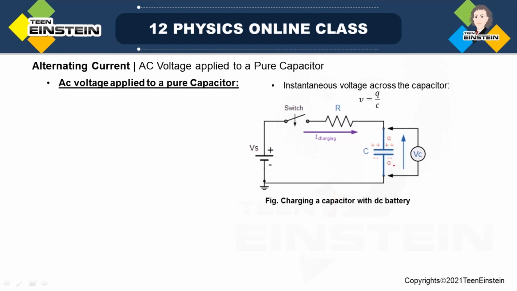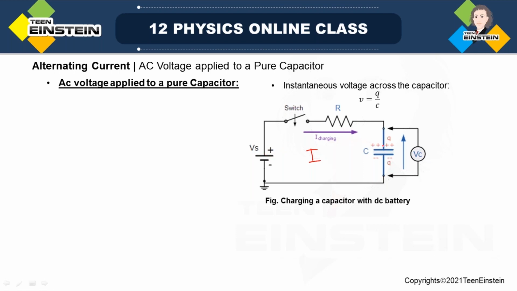DC power supply. This is DC power supply. This is having the voltage. Power supply has the voltage Vs. And this is a capacitor, as you can see from here. And the voltage across the capacitor can be measured by voltmeter. So that can be done. And as soon as we switch this on, there will be current flowing through the circuit.